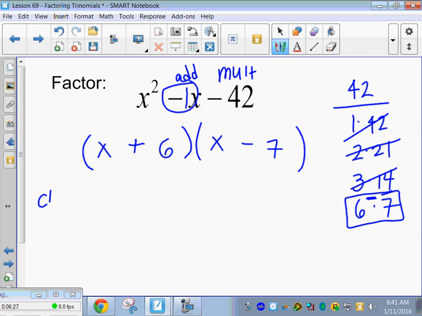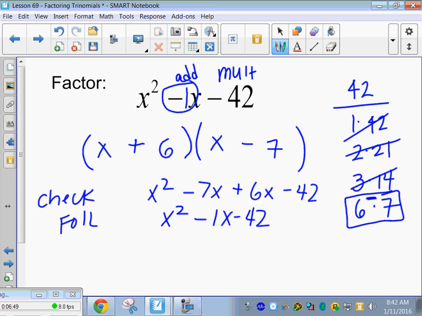Okay, we could check it by FOILing. Let's do that quickly. What's x times x? X squared. What's x times -7? What's 6 times x? What's 6 times -7? What do those middle terms add to here?